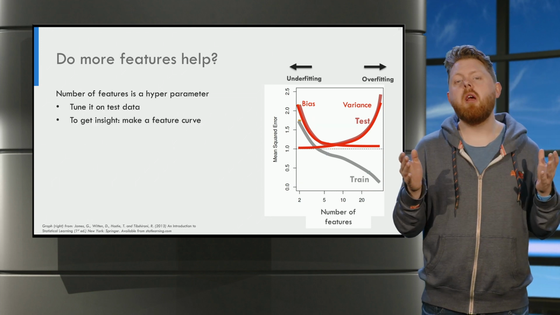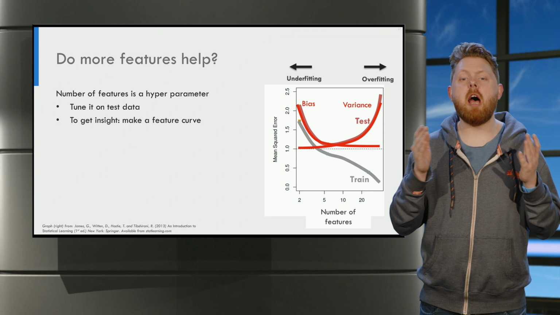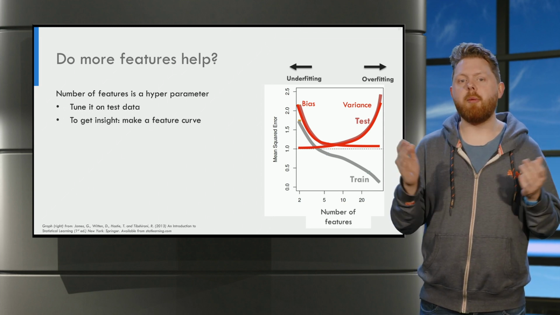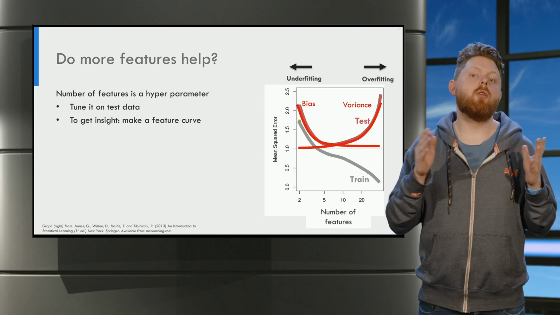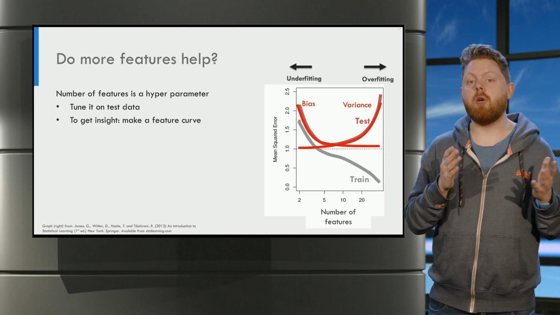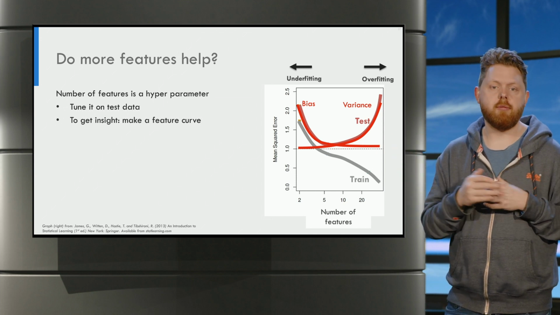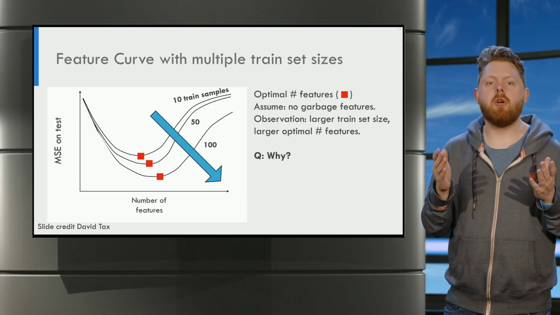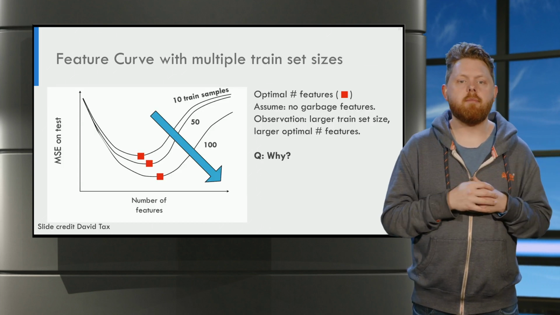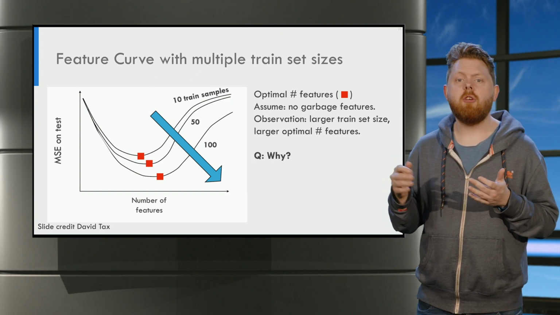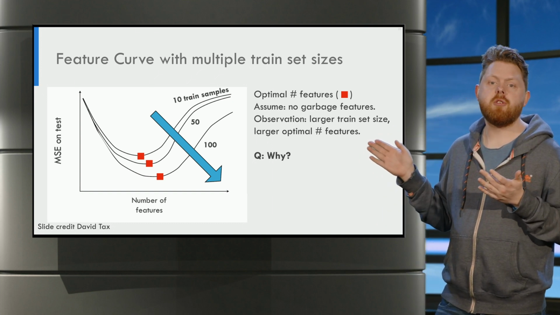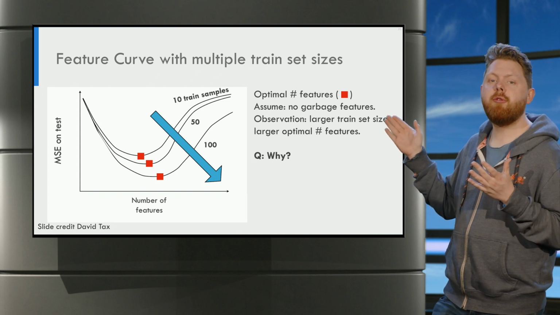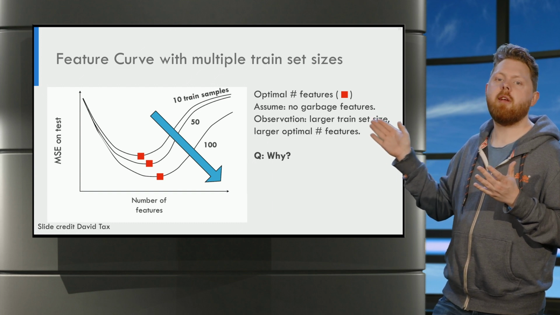Just like the complexity, we can see the number of features as a hyperparameter. We can tune it on test data to get optimal performance. If you want to get insight into whether you are overfitting or underfitting, you can make a feature curve. We can also have a look at the feature curve when we vary the amount of training data. Let us again assume that there are no garbage features. In that case, we will also observe that the optimal number of features increases the larger the training set size.